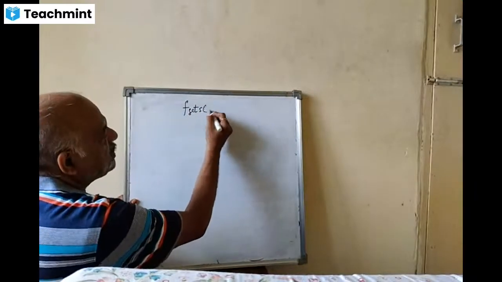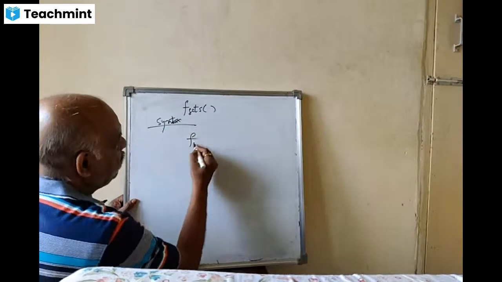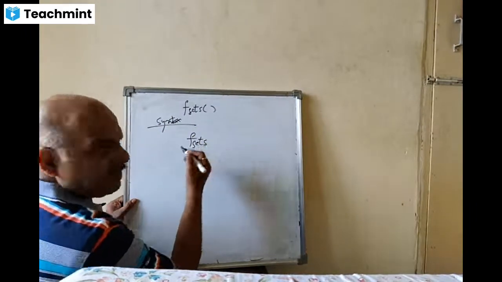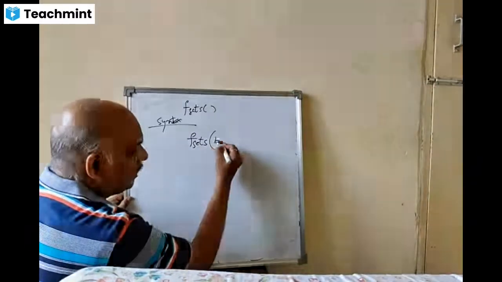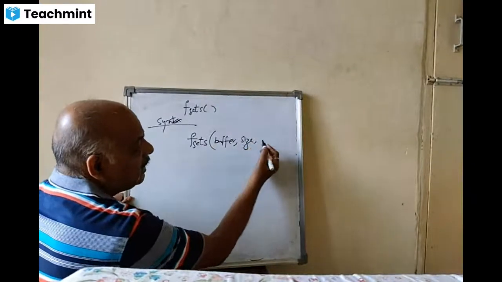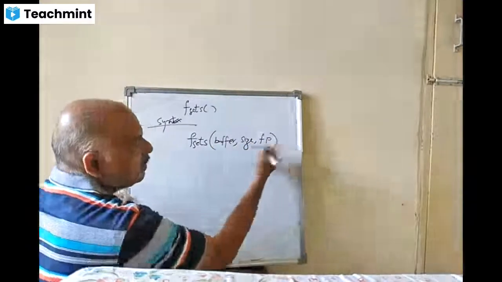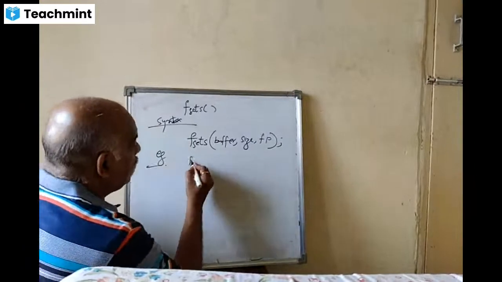Okay, so I will explain now the fgets function syntax. fgets is the name of the function. You have three arguments here. One is the buffer, you can say it is a character array, then the size of the character array, then the file pointer. So this is the syntax of fgets.